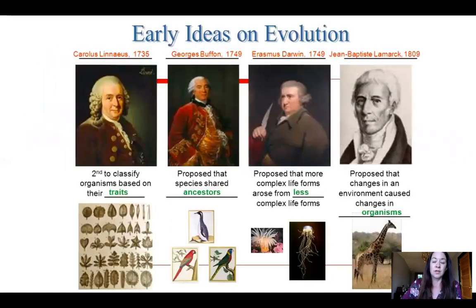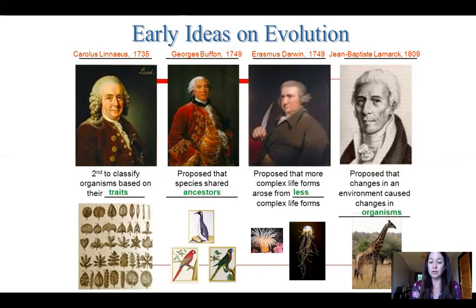Okay. So Darwin was not the first one to suggest that life had changed over time. Just a couple of early ideas on evolution. You had Carolus Linnaeus back in 1735. He was really the second to classify organisms based on their traits. So looking at what they had in common and starting to recognize that things are related in different ways based on the traits that they had. The more similar traits they had, the more likely that they were to be related to each other in some way.